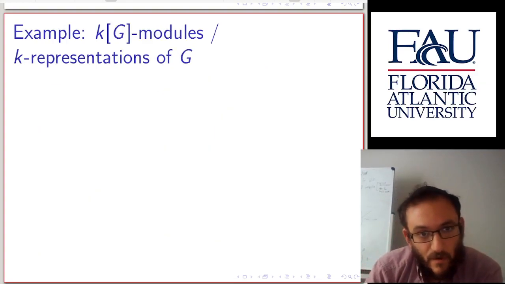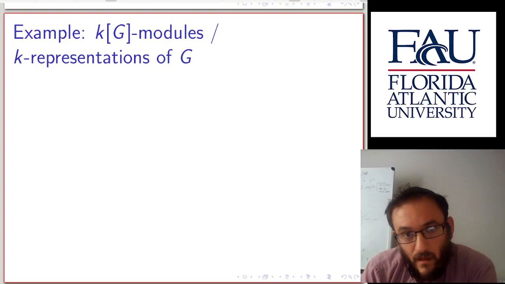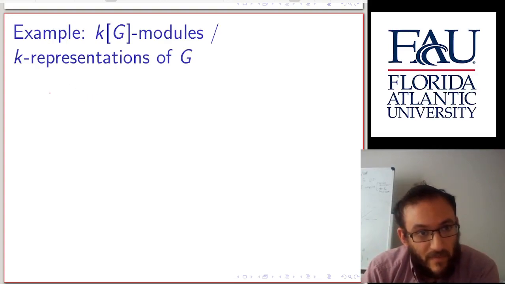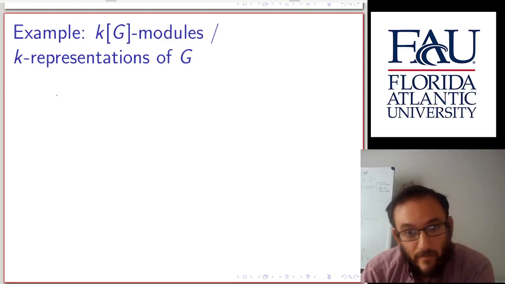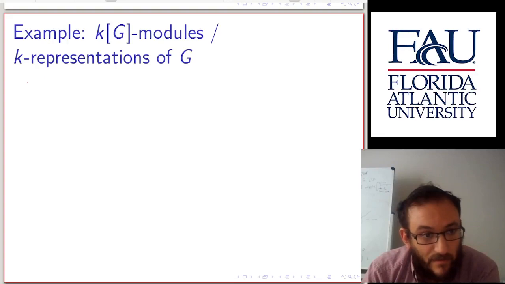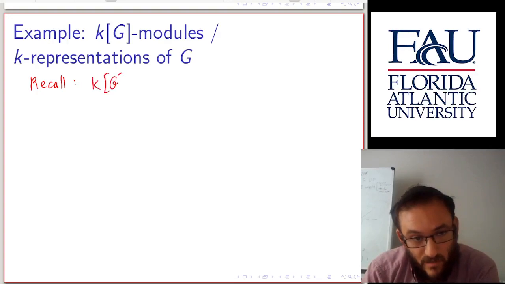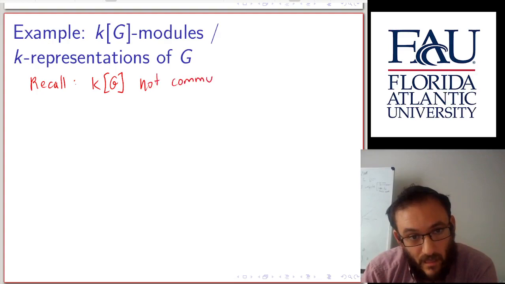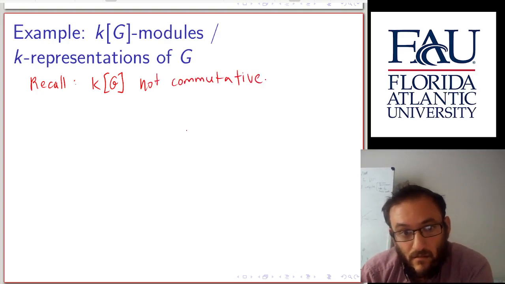Okay, so one more example to mention is kG modules. Remember, kG is the group ring with coefficients in k. Recall, kG is not commutative. And we're assuming here that G is, let's say, non-abelian.